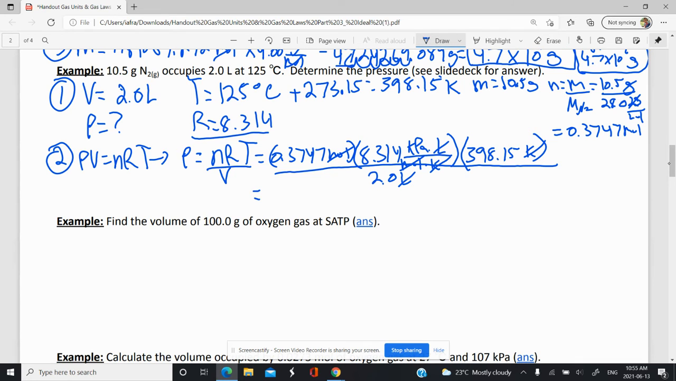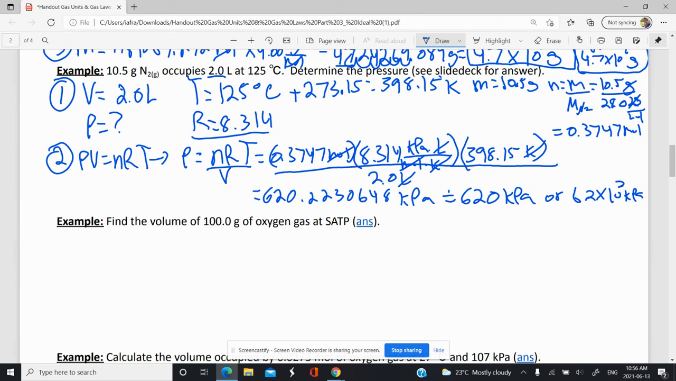And so that would give us approximately, so let's finish that here. We get number of moles times 8.314 times 398.15 divided by 2. We get kPa, which is approximately, if we're doing this to 2 sig figs, 620 kPa, or 6.2 times 10 to the power of 2 kPa, and you can write your therefore statement.